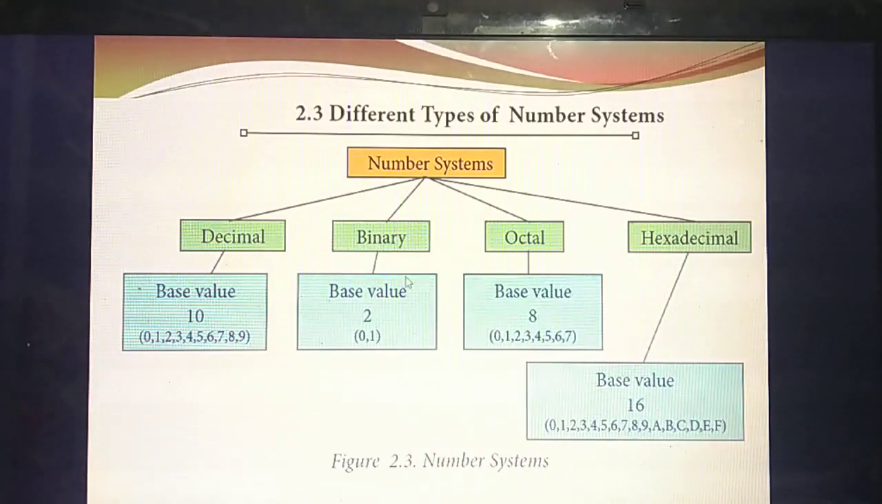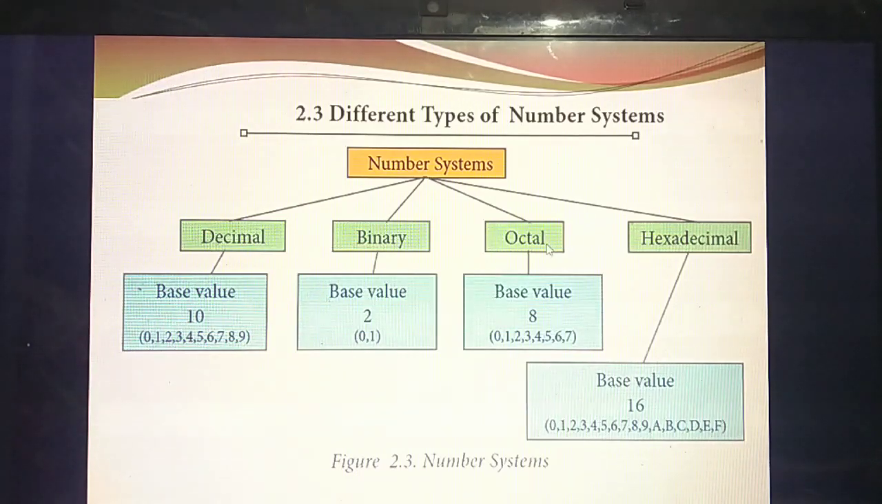The binary number system always has the base value 2. So it will have only 2 digits, zeros as well as ones. But the decimal number system has the values between 0 to 9. The binary number system always has the base value 2. It will have only 2 digits. What are the 2 digits? Zeros and ones. Understand?